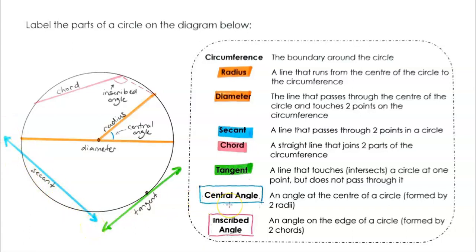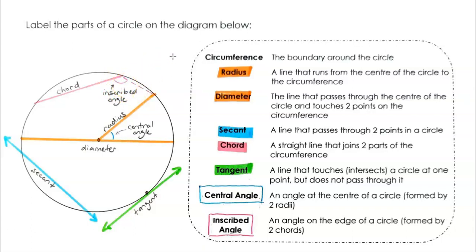Okay, now a central angle is an angle that's between two radii. So see how you have a radius here and a radius here? A central angle is right in between. So this could also be considered a central angle. An inscribed angle is between two chords. So I made another little chord right here. So that's called an inscribed angle.